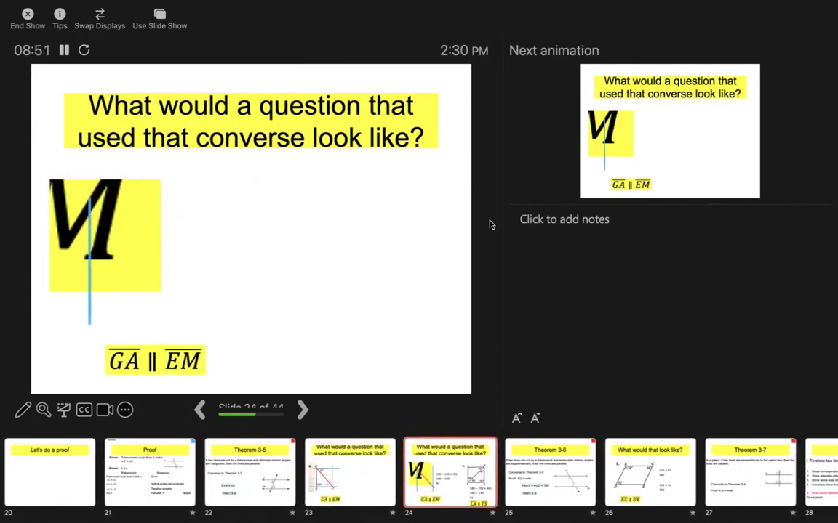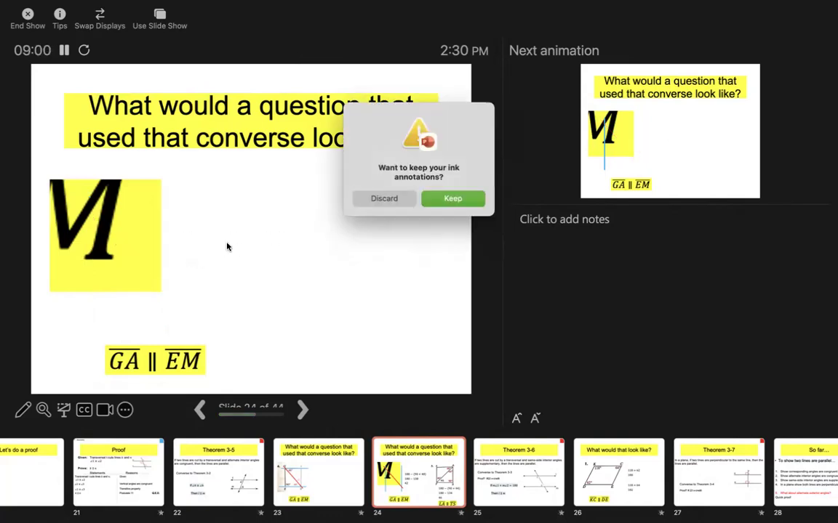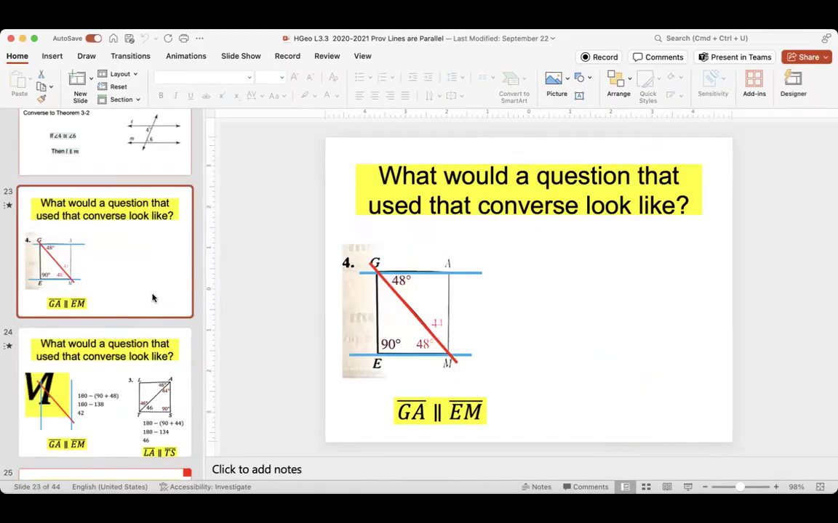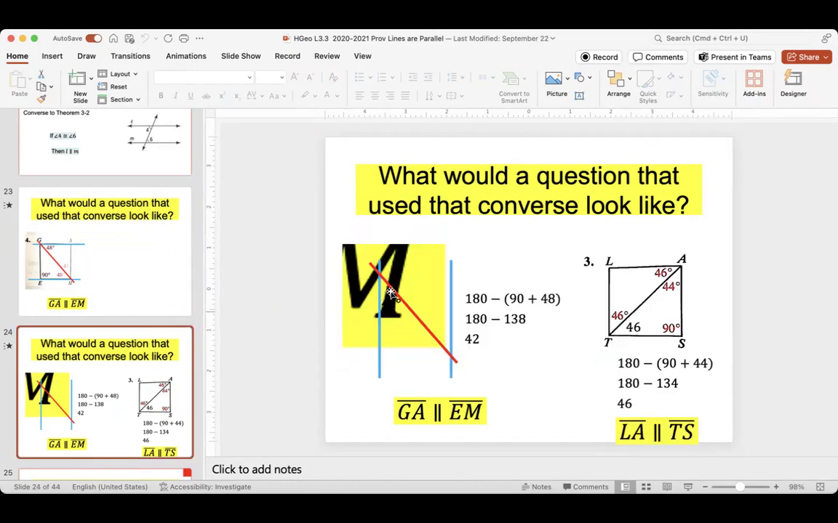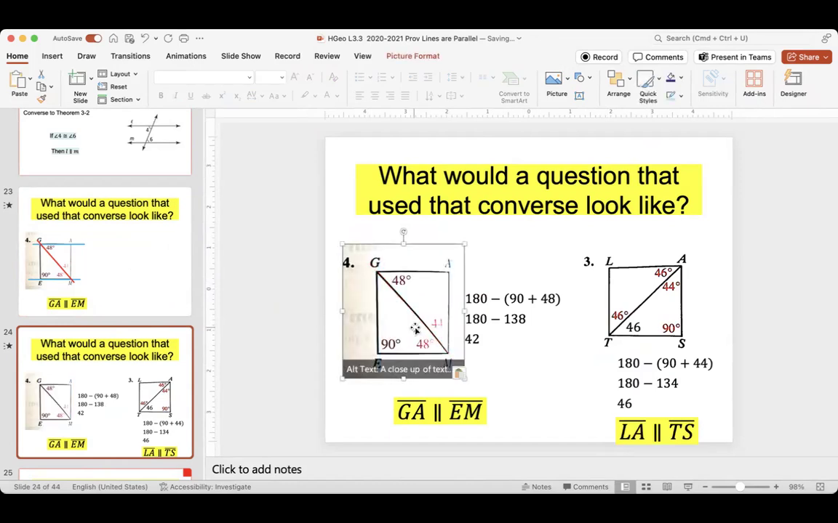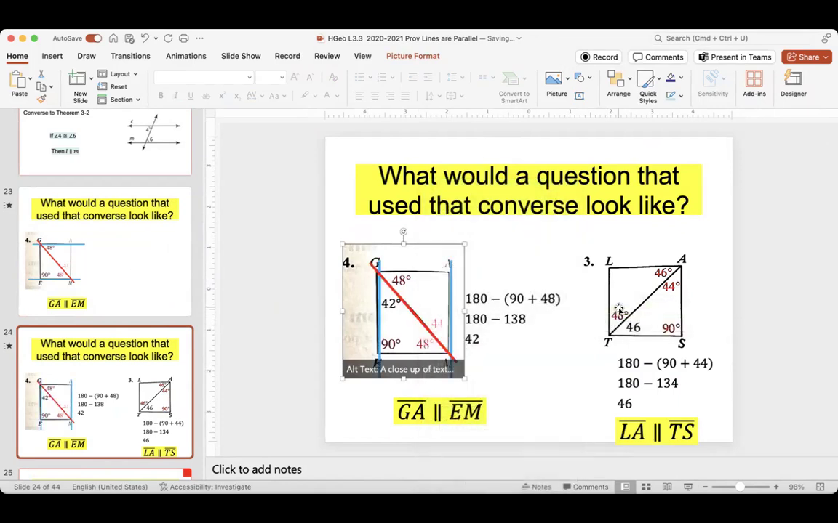Okay. Ooh, what's going on there? All right. Give me 1 second. Something happened here. I know what happened. Some animation went haywire on me here. Okay. Sorry for the delay.